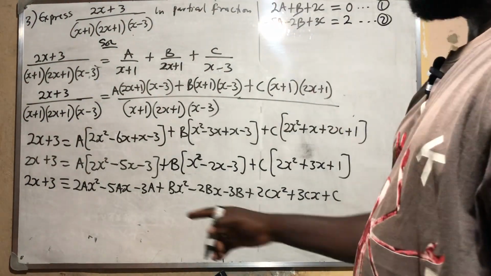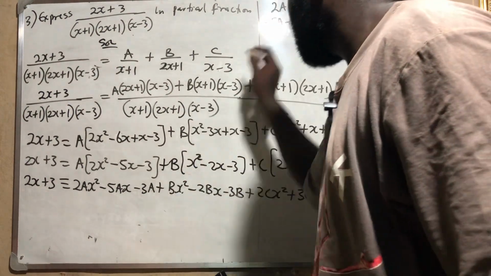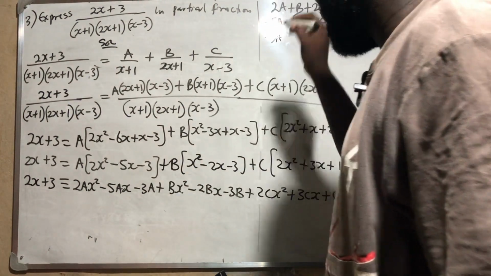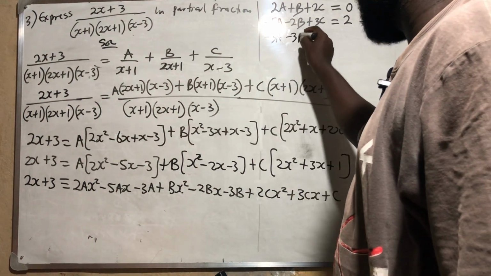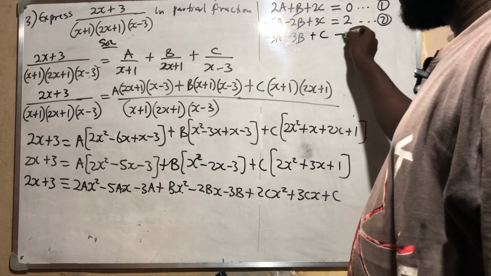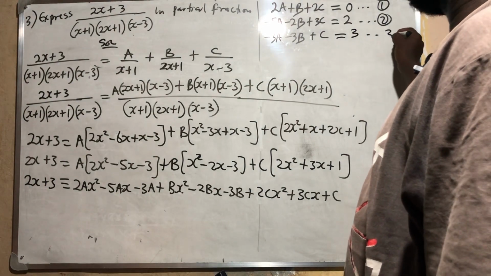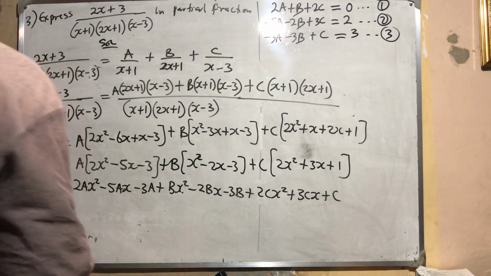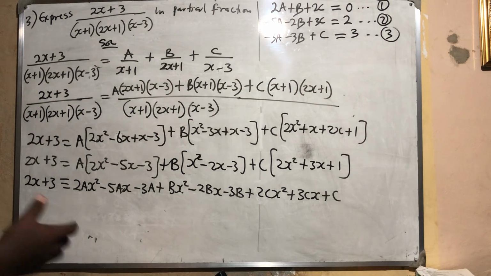Equation 2. Now, let's move to those that do not have x at all. Minus 3A does not have x. Minus 3B does not have x. Then plus C does not have x. And it is equal to what? 3, that does not have x. Call it equation 3. So you will now solve your equations 1, 2, 3 simultaneously. So let us do that.